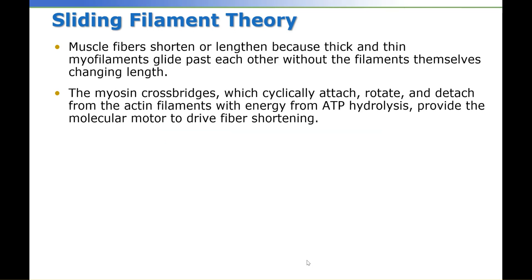So, sliding filament theory: muscle fibers shorten or lengthen because the thick and thin microfilaments glide past each other without the filaments themselves changing length. Myosin cross bridges cyclically attach, rotate, and detach from the actin filaments with the energy from ATP hydrolysis. So if there's ATP, it causes this attachment, rotation, and detachment from the actin filaments, providing a molecular motor to drive fiber shortening.